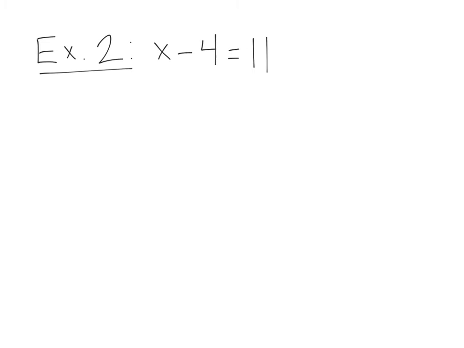Okay, a second example we could have here would be x minus 4 equals 11. And remember, the way that you're going to think about this is instead of x, which is a letter, sometimes that's a little confusing, we're going to think of it as some number minus 4 equals 11.